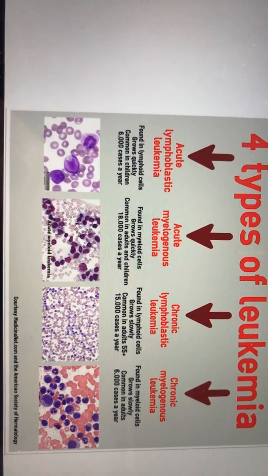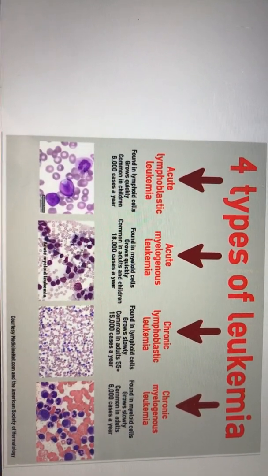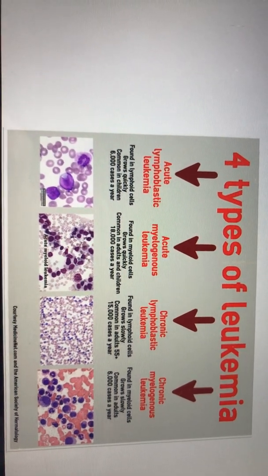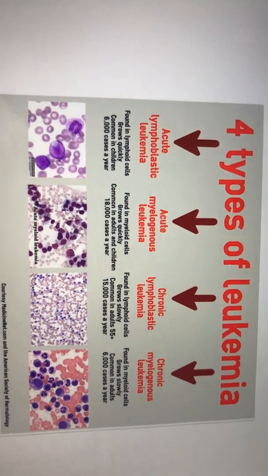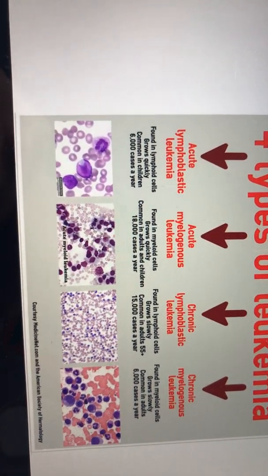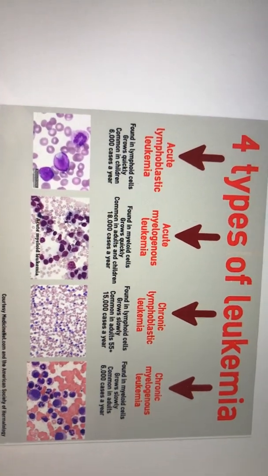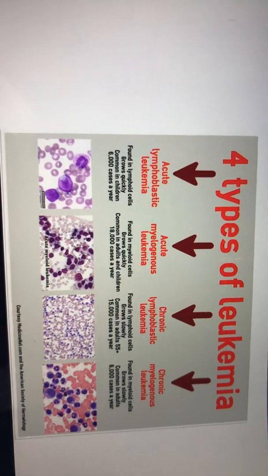Chronic lymphoblastic leukemia is found in lymphoid cells. It grows slowly, and it's common in adults 55 and older or 65 and older, and there are about 15,000 cases a year. And chronic myelogenous leukemia is found in the myeloid cells as well. It grows slowly and is common in adults, and there are about 6,000 cases per year.